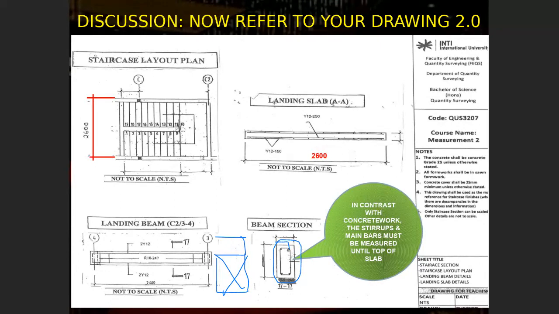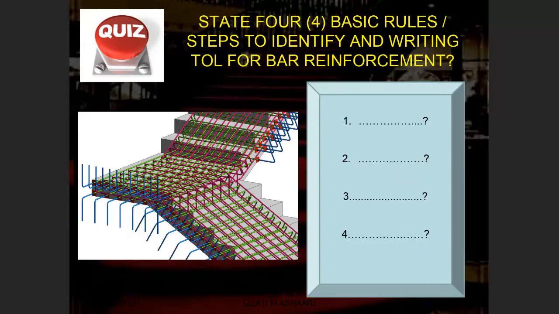The bar reinforcement in the landing beam overlaps until the top of the slab. So there is only deduction of the bar reinforcement on the top and at the bottom, and I mean the concrete cover. So this is the rule that I did mention.